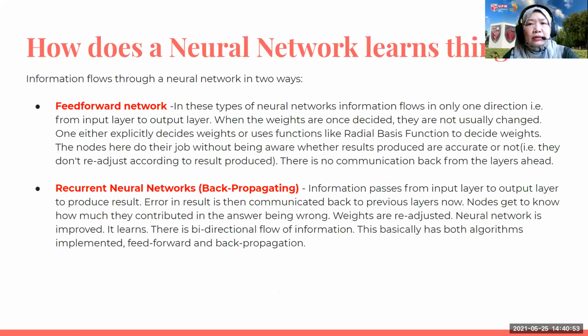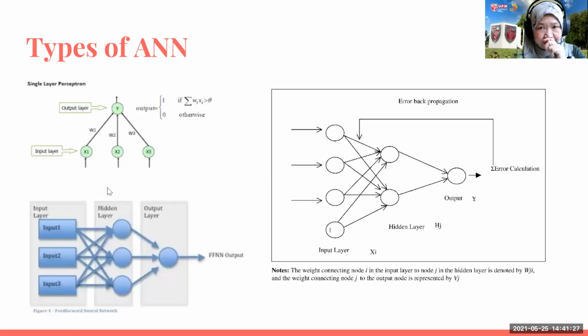Okay. So how does a neural network learn? There are two ways of information flow, something that we heard about last week also. We have the feed-forward network, meaning that everything goes from input to the output. And this one is a recurrent neural network or back propagating, meaning that the output you get will go back to the input. Okay, let's see.